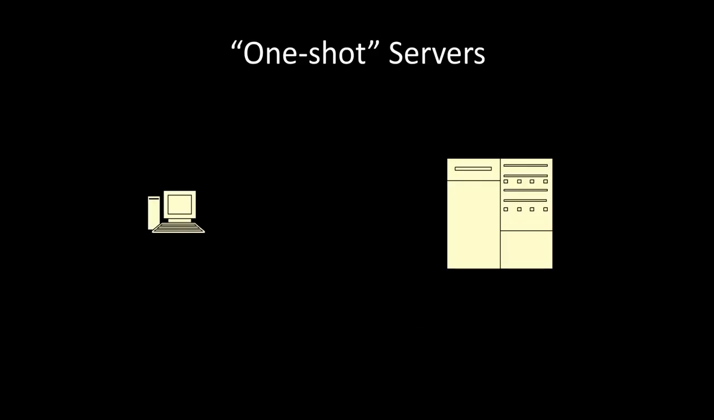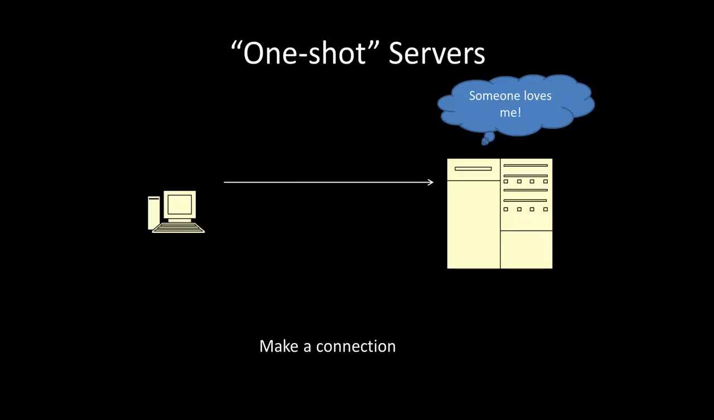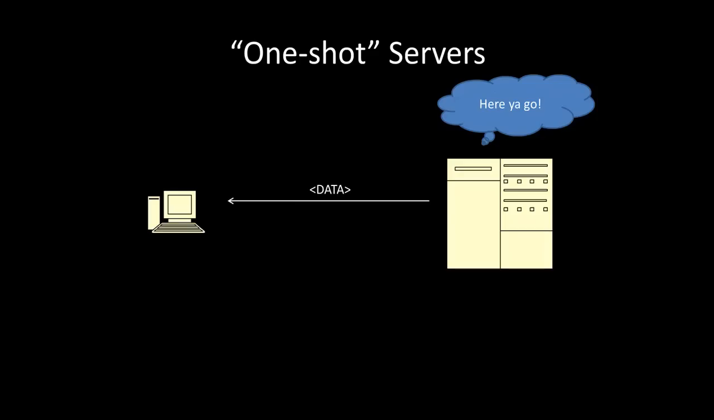So here's a visual example of what we're talking about. In this case, we have a one-shot server, meaning that the client and server are going to shut down the connection once the client receives the information that it's looking for. So in this case, the client wants a texture, and our poor server over there is just waiting for someone to connect. So the first thing that happens is the client makes a connection with the server. The client makes a request. In this case, it's looking for a sprite sheet. And on the server side, it finds that file. The server opens that file and then begins sending that data back to the client. And in this case, the client disconnects, and the server goes back to waiting.